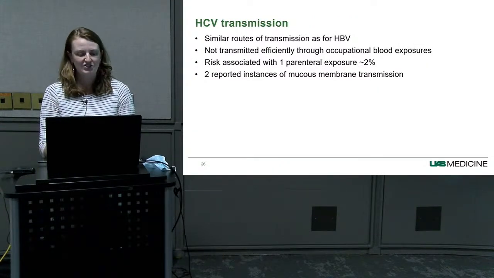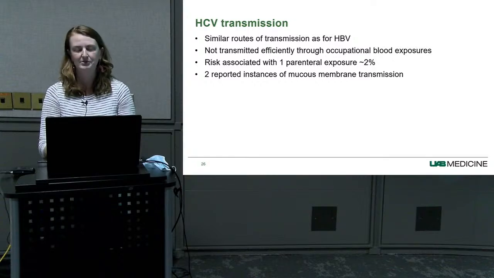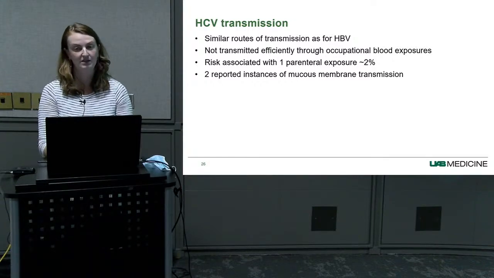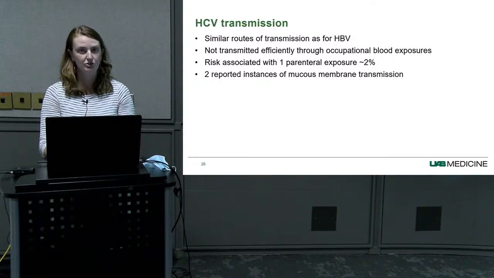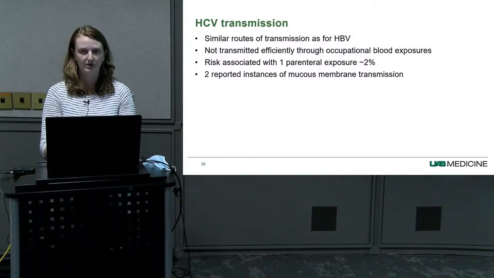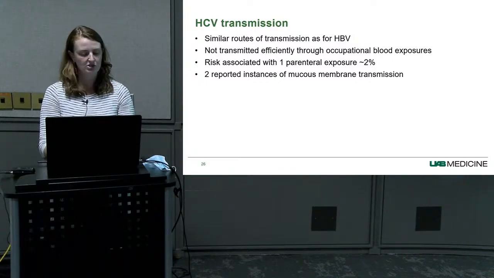So hepatitis C is transmitted similarly to hepatitis B, but it is not transmitted nearly as efficiently through occupational blood exposures. So the risk associated with one percutaneous exposure is about 2%. And I'll show you in a couple of slides how that relates to hepatitis B, but it's much less. There have only been 2 reported instances of mucous membrane transmission. So less of a concern with occupational exposures, but not zero.